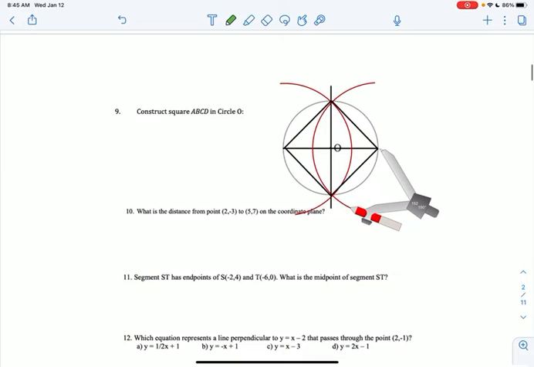9, I want to construct a square. So the first thing I do is I draw the diameter of the circle, and then all I'm doing is the perpendicular bisector of the diameter of the circle. So I put my compass, I'll get a color here, I'm going to make a purple dot. So I put my compass here, I open it more than halfway, and I draw an arc.